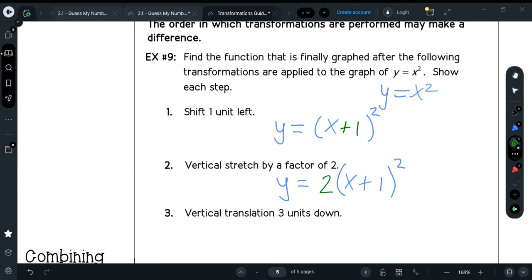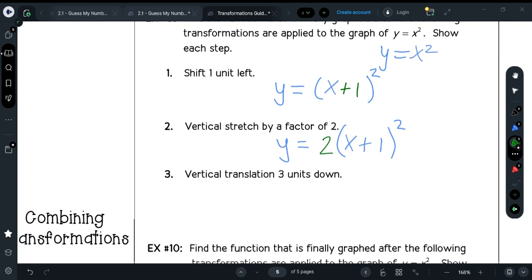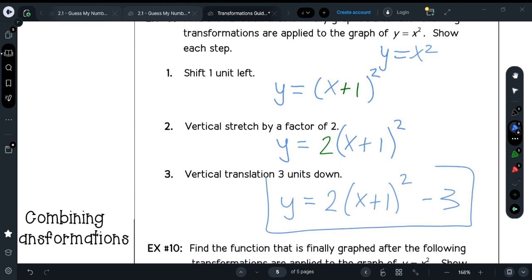And then it says a vertical translation 3 units down. To translate down, we have to subtract on the outside. So what we have so far, 2 times x plus 1 quantity squared. And now we want to translate 3 units down, so subtract 3 at the end here. There it is. There's our equation.